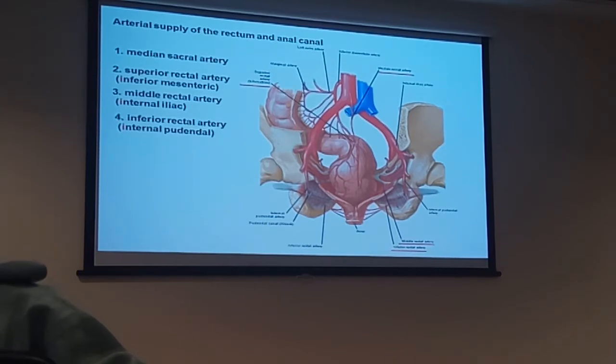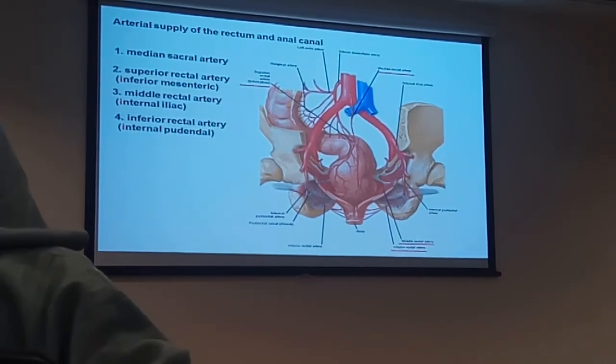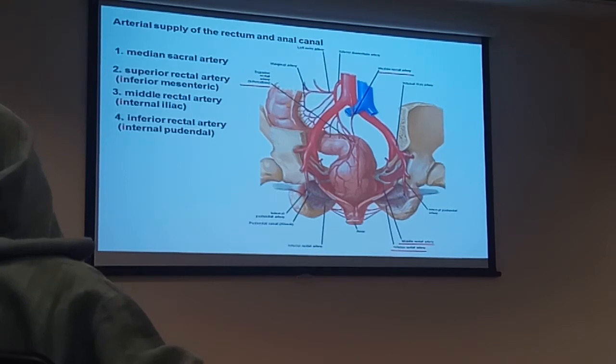So how hard is this? Superior, middle, and inferior? Hard? What are the arteries that supply the rectum? Superior, middle, and inferior. Hard? Alhamdulillah. And they come from? Inferior mesenteric, internal iliac, internal pudendal.